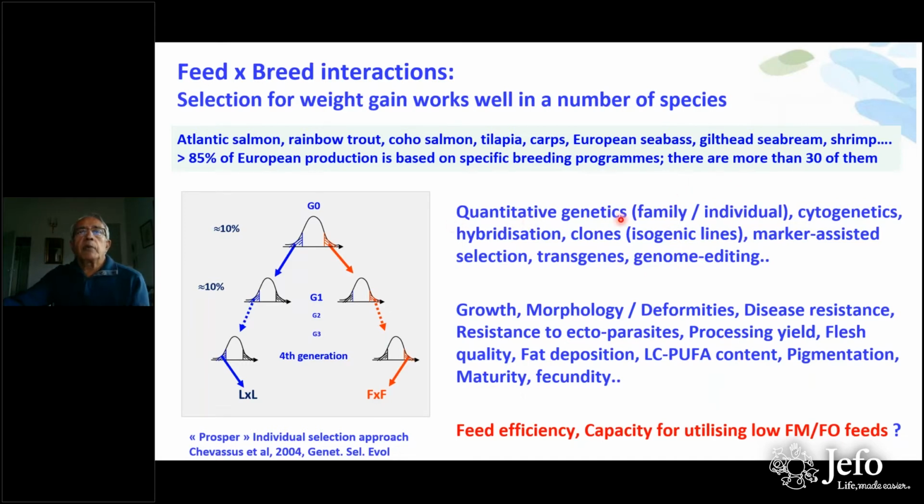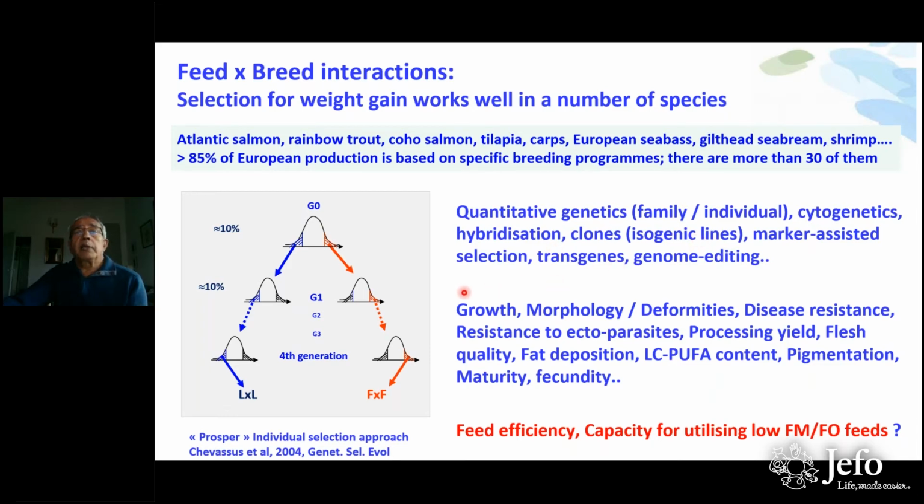When applying quantitative genetics, family selection or individual selection like this one, you have cytogenetics, production of triploids, hybrids, many of the tilapias, clones, in France notably with isogenic lines of rainbow trout. And there are other tools, marker-assisted selection or genome editing, which is coming up these days. And there is also transgenic fish.